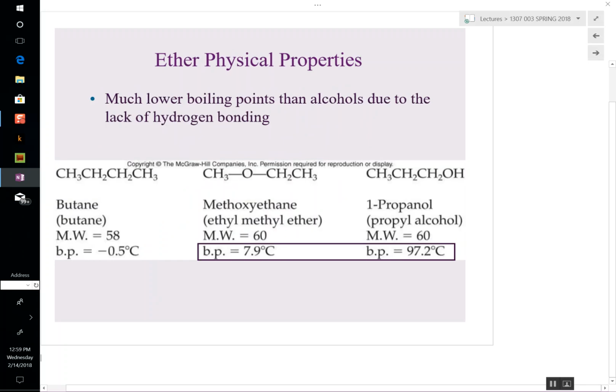Yeah, we'll see. Okay, let's look a little bit at, I want to compare physical properties of ethers to alcohols. But let's look at, here's an alkane.